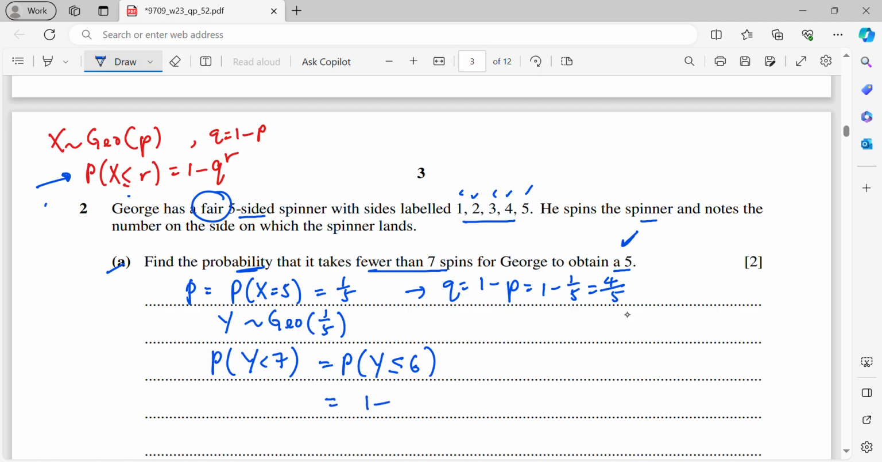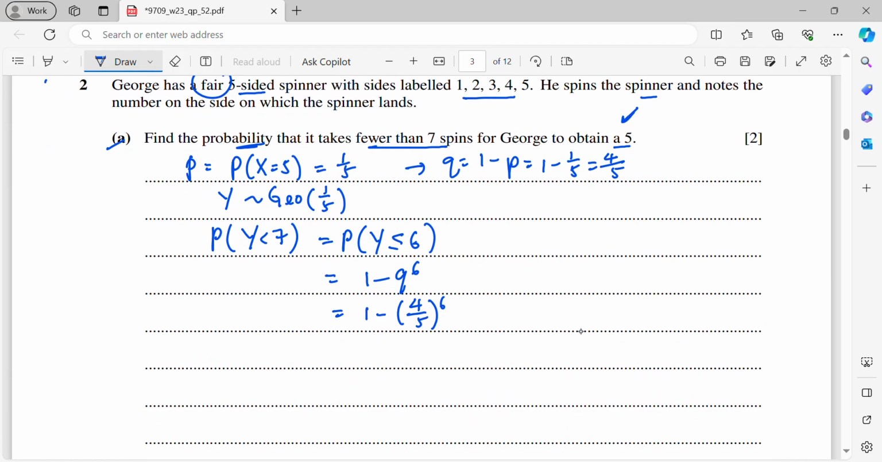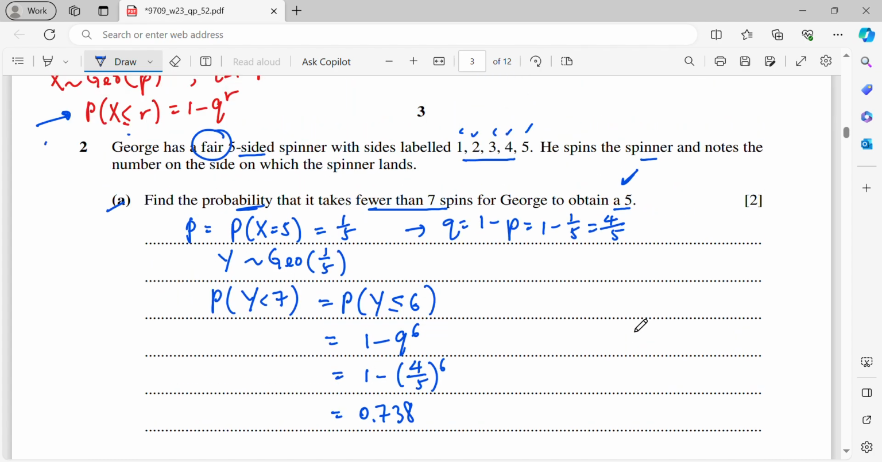Therefore, it is 1 minus Q to the power 6. Then at last, I will be getting 1 minus (4 over 5) to the power of 6. Okay, then at last, you will be getting the probability of 0.738. So that is the solution for 2A.